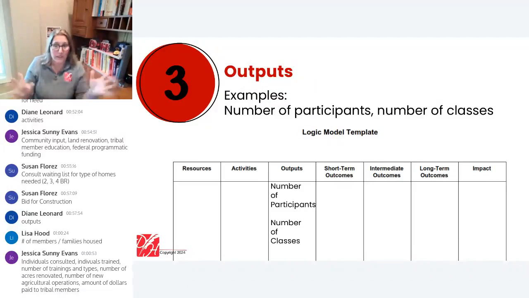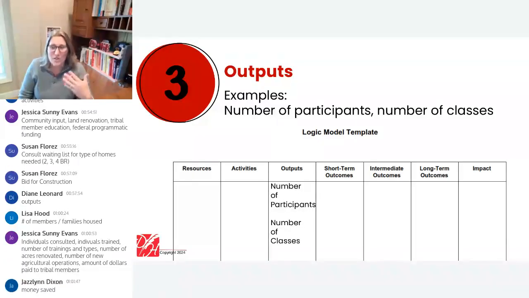Lisa, perfect, love it. Jessica's given us a number of outputs to consider. The number of individuals consulted, the number of individuals trained, the number of trainings and the types of training, the number of acres renovated, the number of new agricultural operations, the amount of dollars paid to tribal members. Jessica, are you sure you don't have a logic model already open? That's fantastic. That's a great list of outputs for like a 2-minute prompt. Well done. So you've got really good examples in the chat box here.